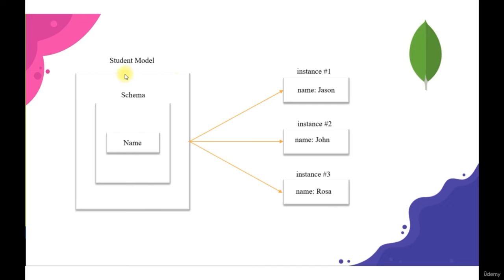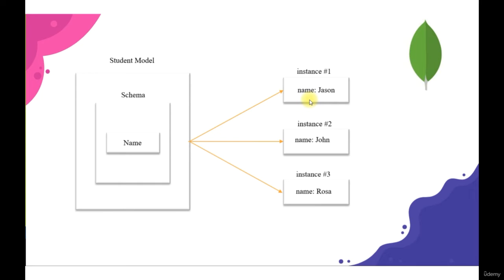Now, it's also going to be used to create objects representing instances or single records within the collections. So here we have a single record representing a student with names, okay? Here, we have a student model on the left, and on the right, user instances representing single records in the collection.